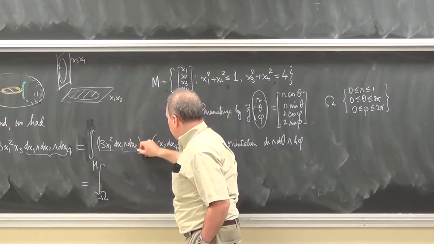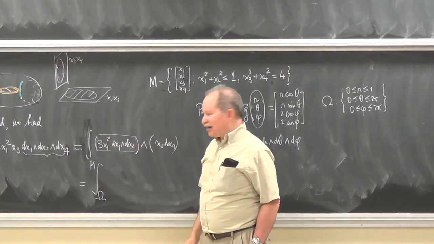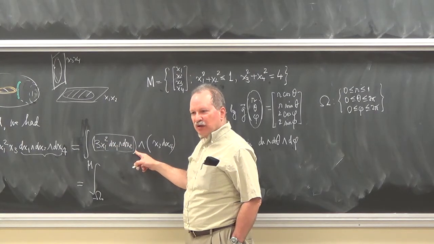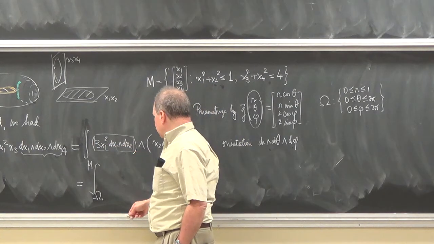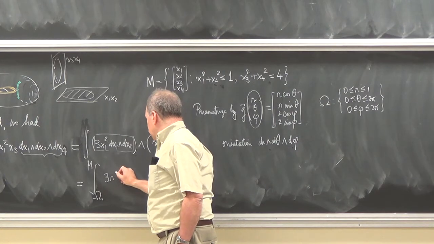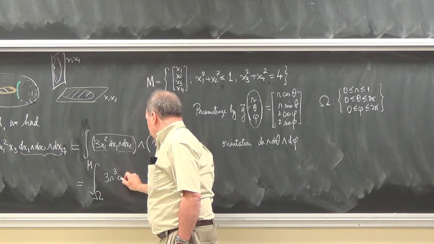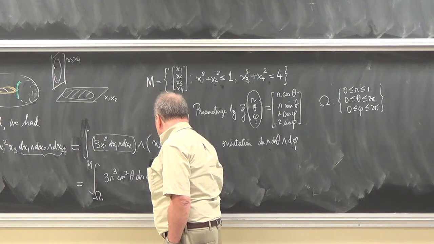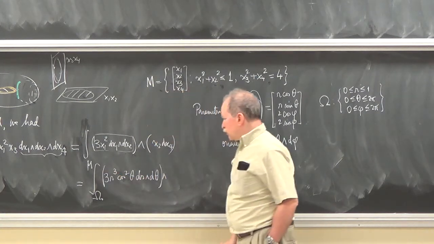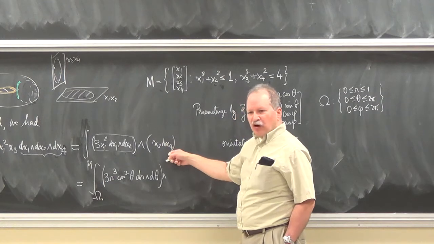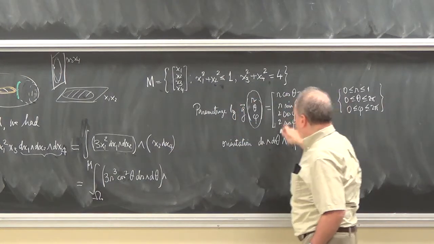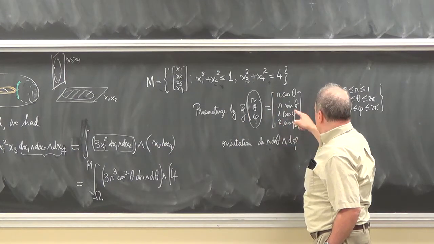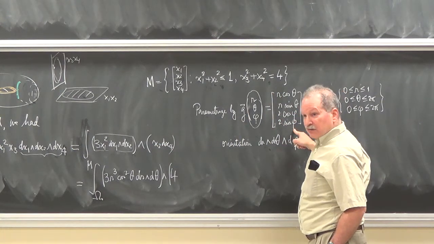Well, you know how to do this in polar coordinates. This is like 3x squared dx wedge dy. So in polar coordinates, that becomes what? 3r cubed cosine squared theta dr wedge d theta. And then x3 dx4 pulls back to 4 cosine squared phi.